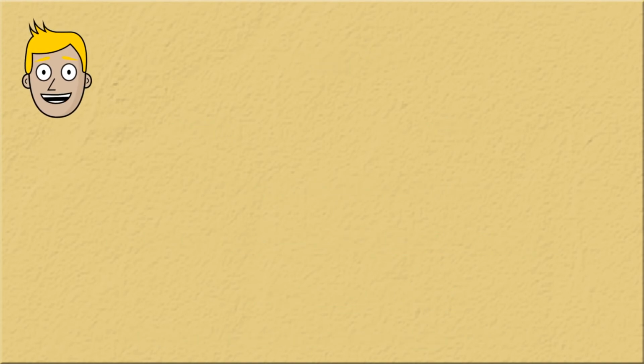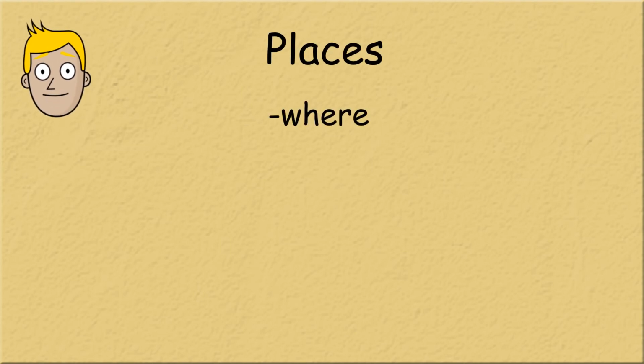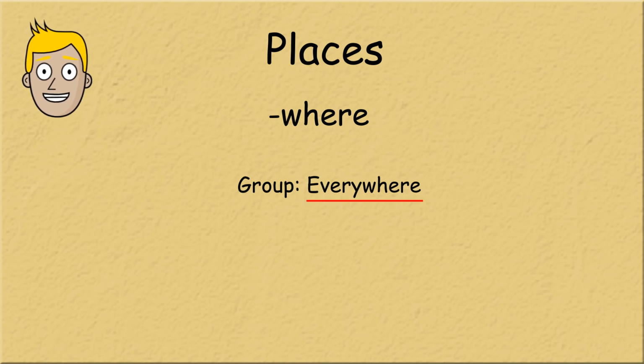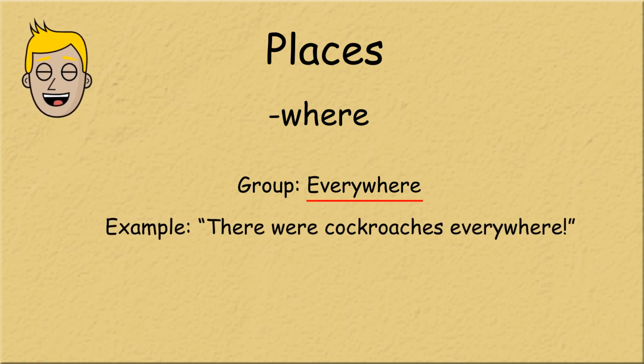Our next category of nouns to refer to are places. Here we use pronouns ending with the suffix where. When we refer to all places, we can use the indefinite pronoun everywhere. For example, there were cockroaches everywhere.